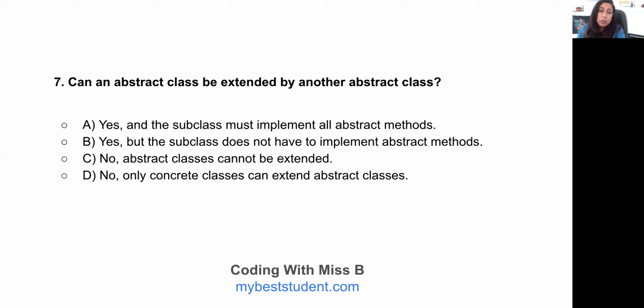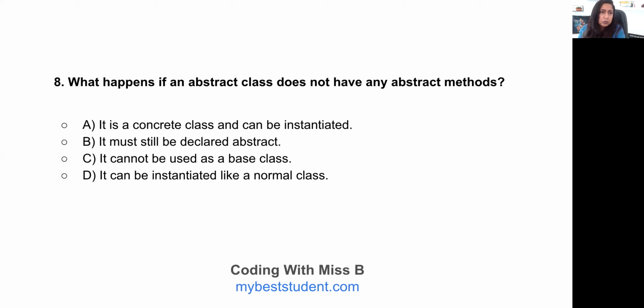And normally it is true that a subclass does not have to implement all abstract methods unless it is declared to be a concrete class. In this question, it is actually specifically saying, can an abstract class be extended by another abstract class? So in this case, the answer is B. Because the subclass obviously doesn't need to implement all the abstract methods. So that is B.